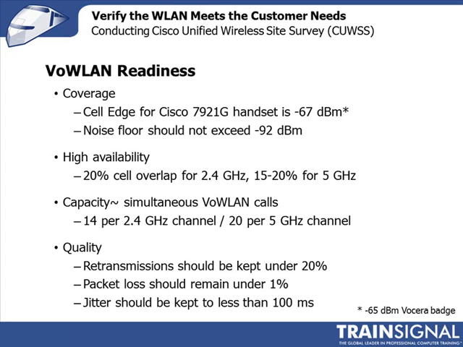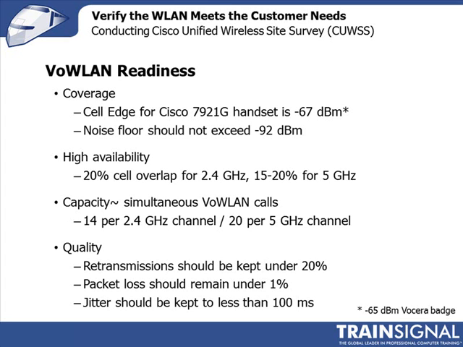And because of the interference in the 2.4 gigahertz band being higher than what is normal in the 5 gigahertz band, we normally look for 20% cell overlap in the 2.4 gigahertz band and 15 to 20% cell overlap in the 5 gigahertz band. You also want to limit the number of simultaneous calls, and overall channel utilization when you're supporting a voice network should be less than 50%. We talk about 14 voice calls in the 2.4 and 20 up in the 5 gigahertz band, but it really does depend on the RF environment.